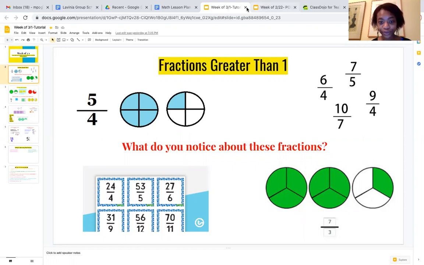Well, if you notice, you'll see that all of the numerators are larger than the denominators. So 5 is greater than 4, 6 over here is greater than 4, 9 is greater than 4, 27, for example, is greater than 4, and over here 7 is greater than 3. So all of these fractions we call fractions greater than 1, which means that when we convert them, they are whole numbers and some extra and a fraction, but we'll get into that in a little bit.